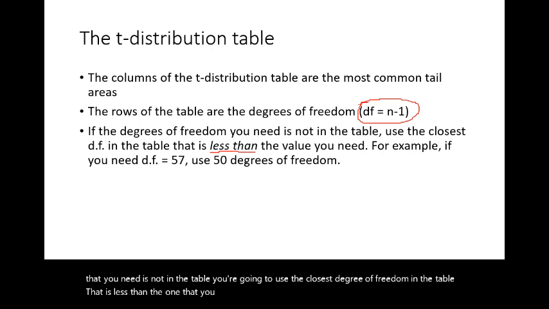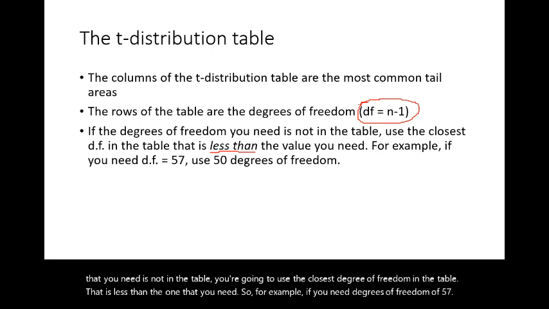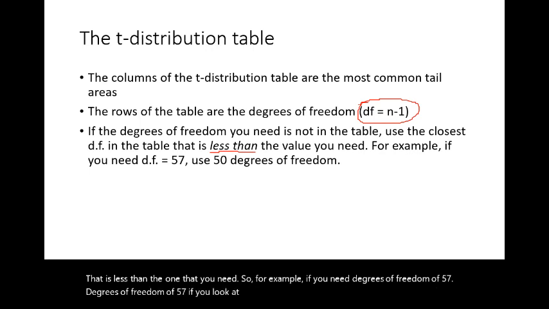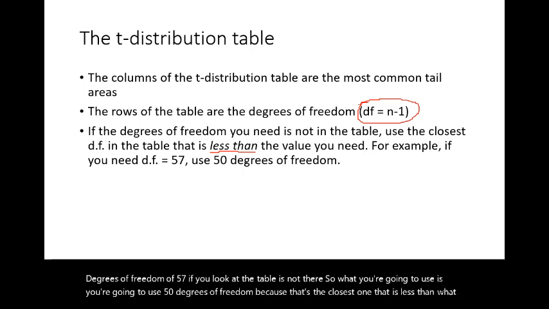So for example, if you need a degrees of freedom of 57, if you look at the table, it is not there. So what you're going to use is 50 degrees of freedom because that's the closest one that is less than what you actually need.